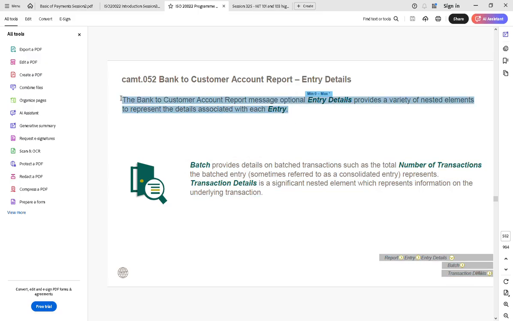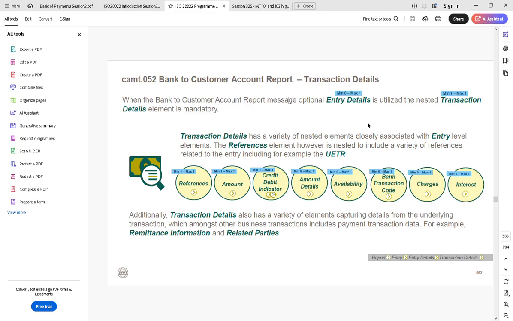Entry details. Entry. This is here. Then bank to customer account report. Transaction details. Okay. Reference, UETR, entry level. Those things are also part of it.